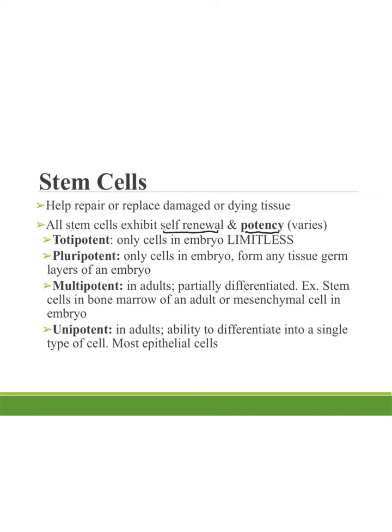Unipotent, we only see in adults, and basically they can only differentiate into one type of cell. Basically, we're saying they have the ability of self-renewal. So most epithelial cells are highly regenerative. They can replace themselves.